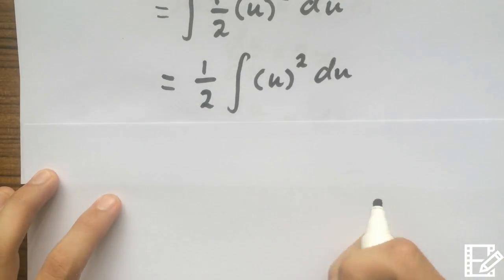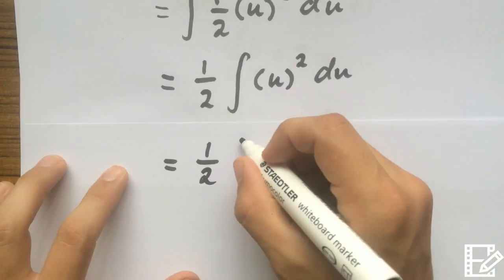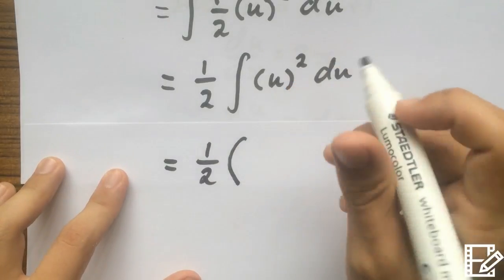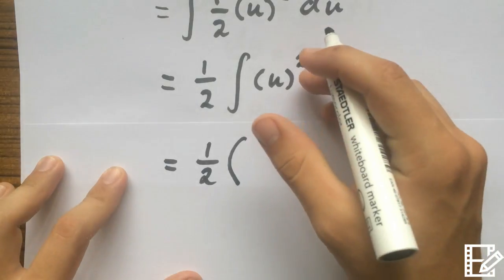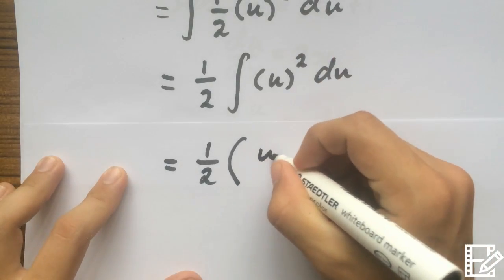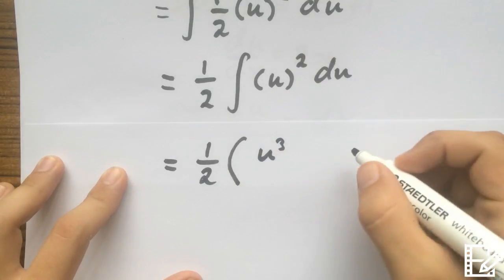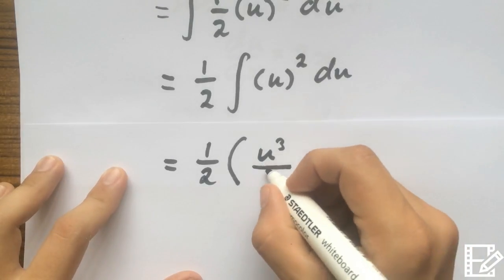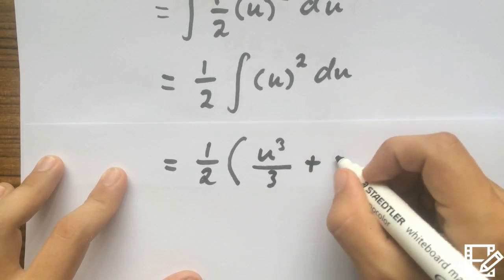Now it's easy, because all we've got to do is the power rule. So we've got 1/2. And now, the power rule. When finding the antiderivative or integral, you add 1 to the power. So that's what we'll do. u, add 1 to 2, you get 3. And then you divide by the new power. The new power is 3, so we'll divide by 3. And then we'll plus c.